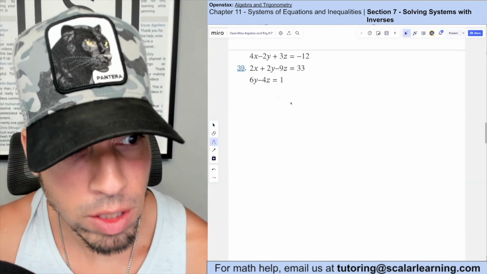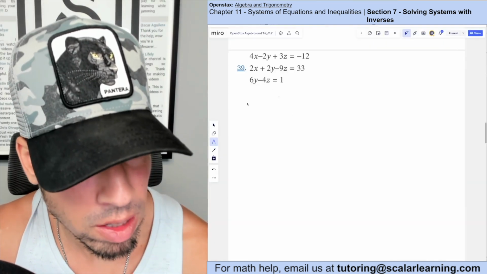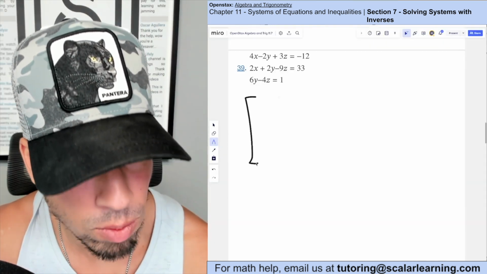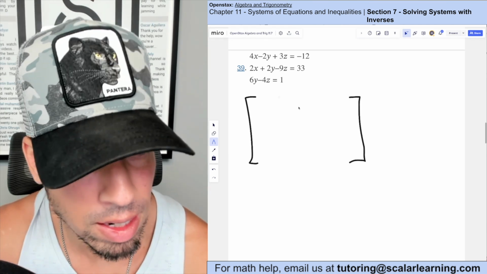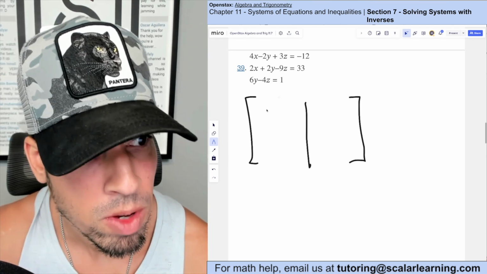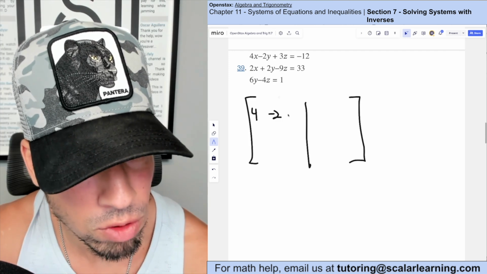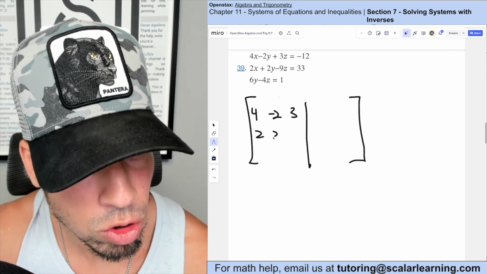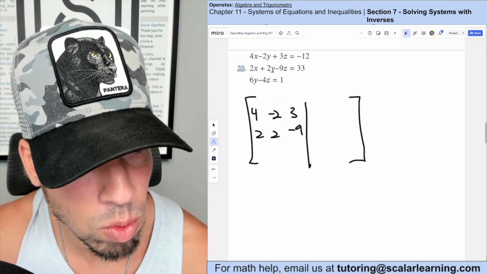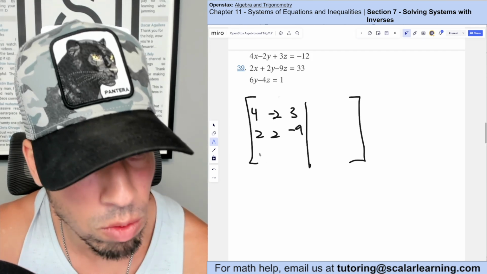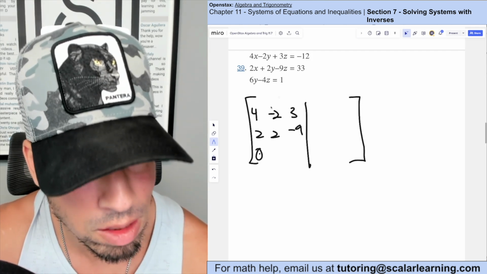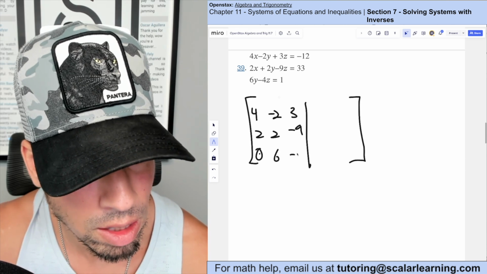Done. So for this one, we're going to start by putting this into our nice matrix format, and we got to focus on finding the inverse of this matrix. So we got those coefficients 4, negative 2, 3, 2, 2, negative 9, right? X, Y, and Z. And then here there is no X, so we got to put in 0 for the X, then 6 and negative 4.